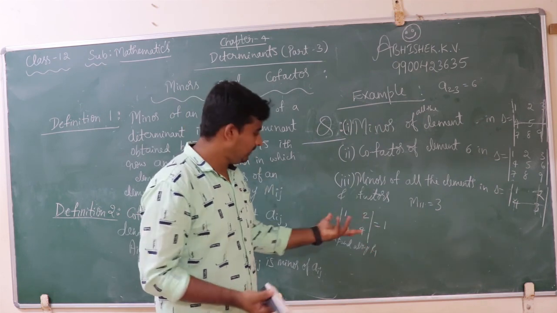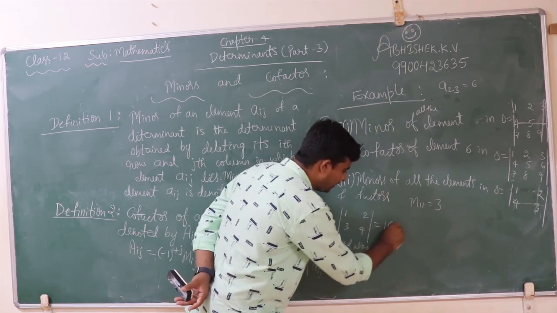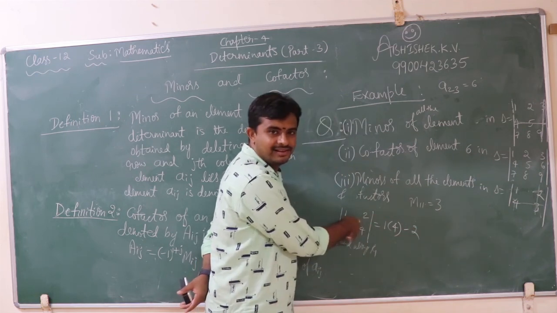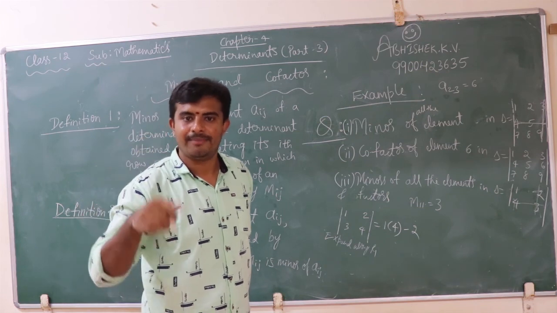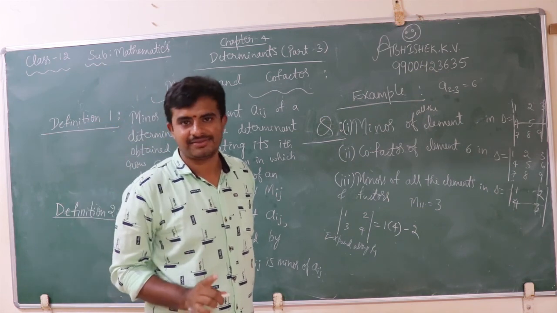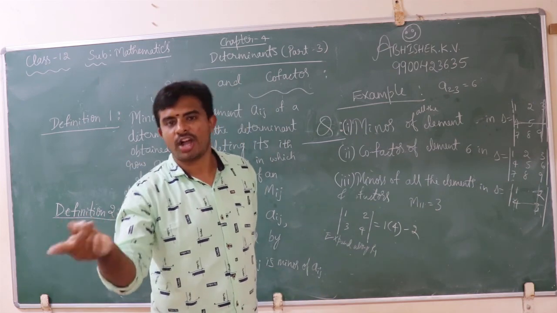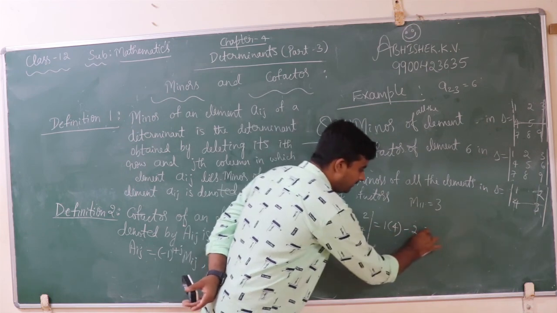See, 1 into plus 1, deleting this column and this row, remaining with 4, minus 2. Why minus? It is the A12 element. Again minus 1 to the power of 1 plus 2, that is minus 1 to the power of 3, odd. Again minus 1. Simply take: i plus j even, plus 1; i plus j odd, minus 1. Minus 2, deleting this row and this column, remaining with 3.